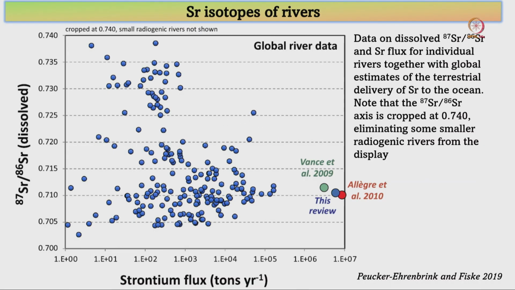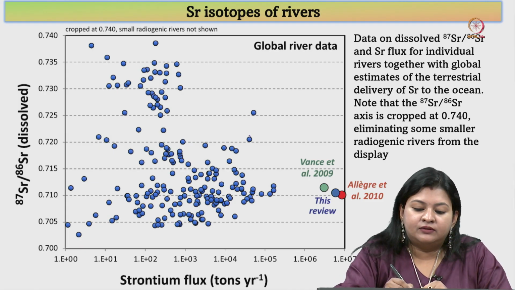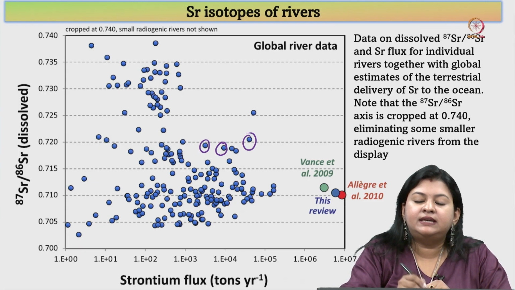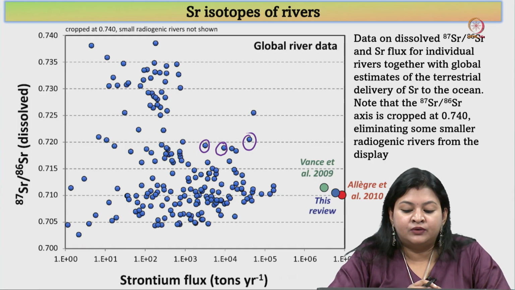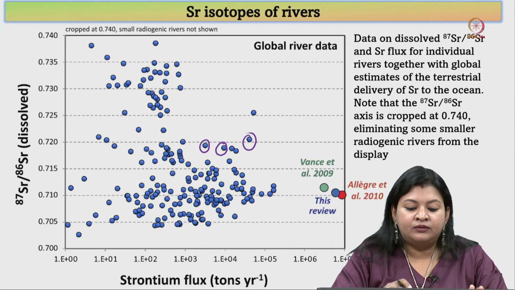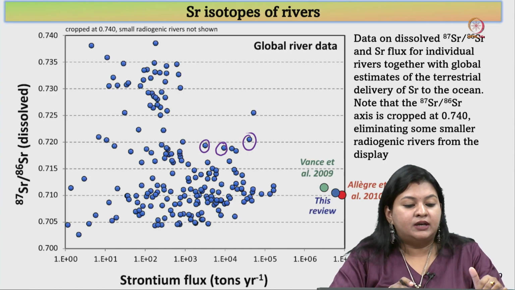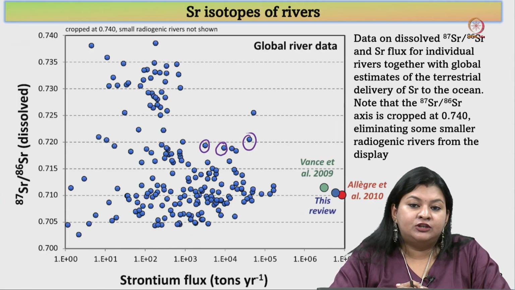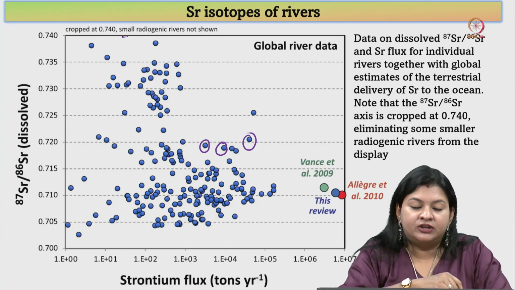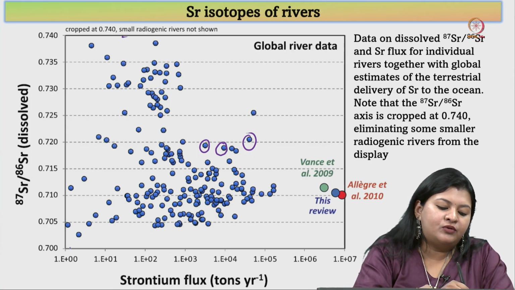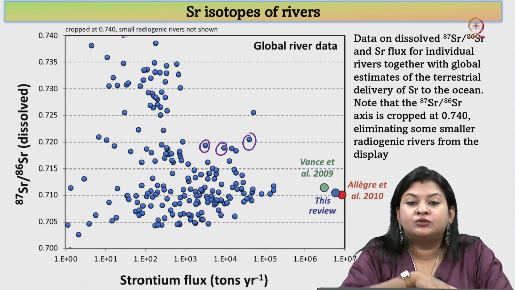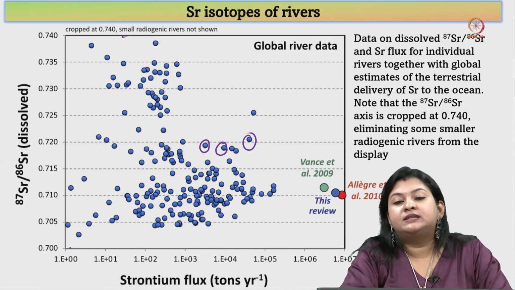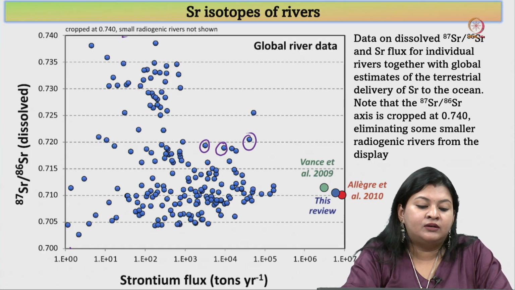Okay. So, this is the plot of how it is done. We have all these rivers. Okay. Each individual point in this figure is a river. Every individual river that you are seeing here is a particular river. Okay. So, this entire data set has been cropped at 0.74, as has been mentioned. It has been cropped because these are very small radiogenic rivers and their contribution falls on the lower side of the total strontium flux. So, their significance in this study becomes a little low.